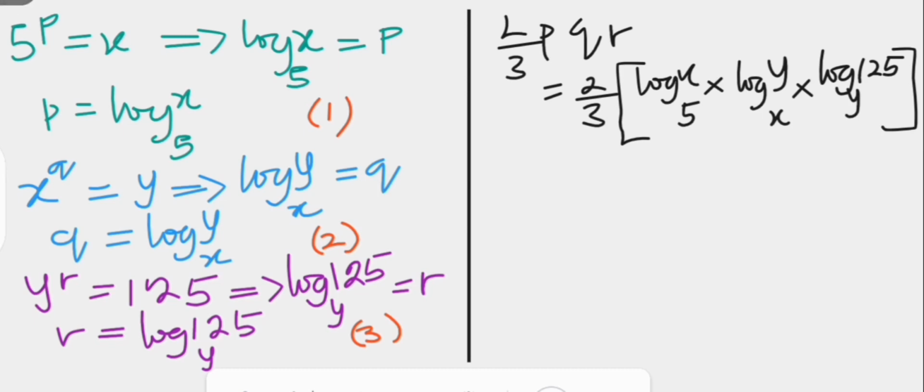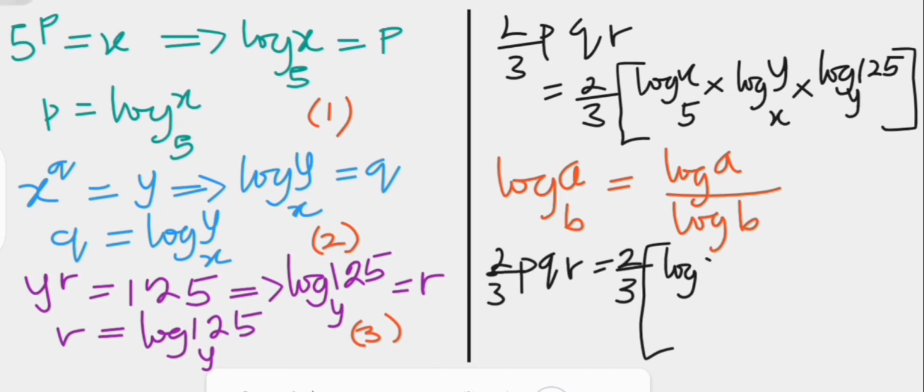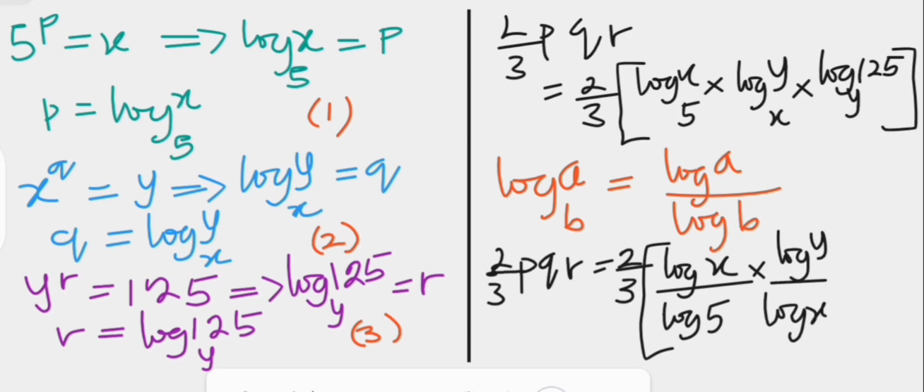Recollect also that from the laws of logarithm, the logarithm of A base B can be written as the logarithm of A over the logarithm of B, the law that has to do with change of base in logarithms. Hence, 2/3 PQR can be written as 2/3 times log X over log 5 multiplying log Y over log X, which also multiplies log 125 over log Y.